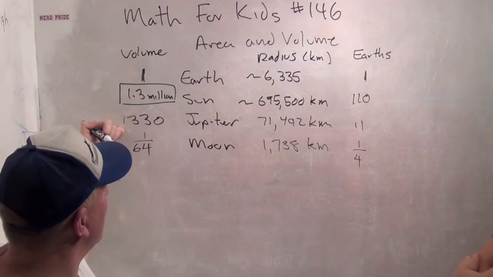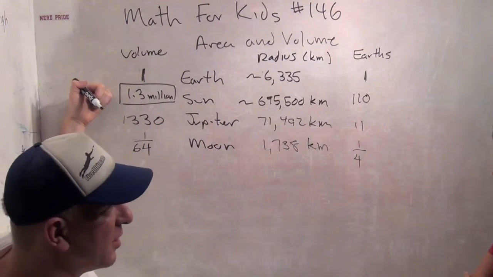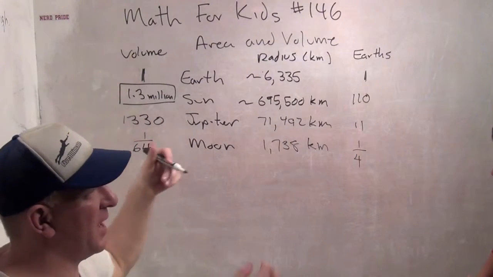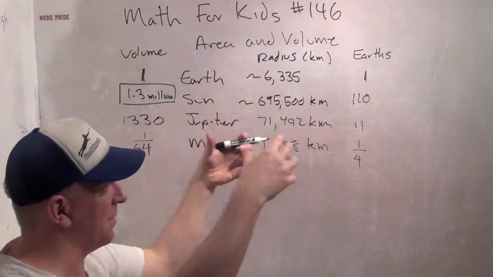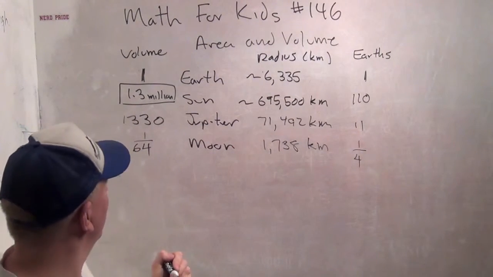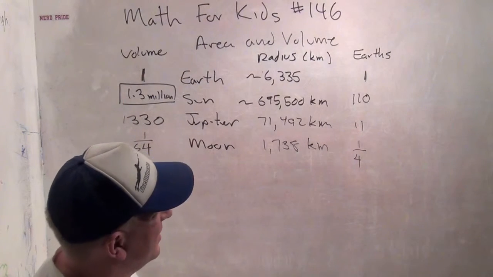Jupiter's is 1,330 times the volume of the Earth. The sun's volume is 1.3 million times the Earth. Now for the challenge problem. If I had a cup the size of the Earth and a bucket the size of the Earth, how many times would I have to pour that in? Once. The Earth's volume is exactly the same as the Earth's volume. That's pretty interesting, isn't it?